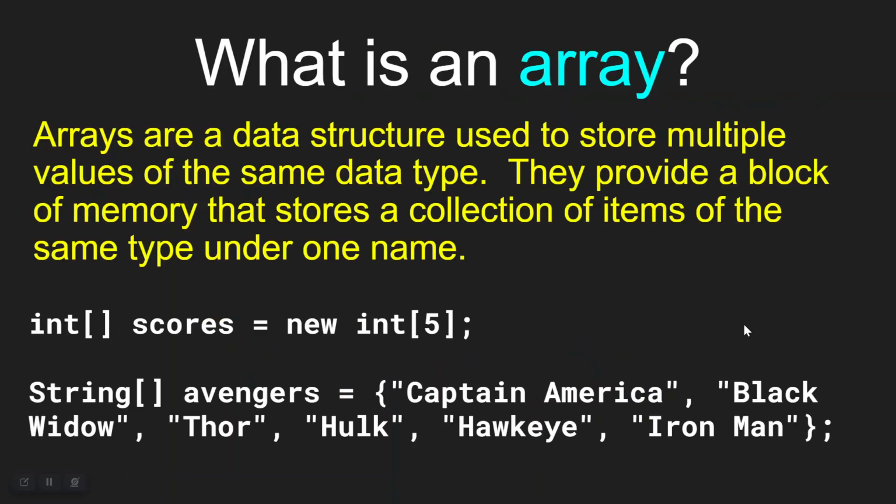So before we start getting into two-dimensional arrays, let's just do a quick review of arrays. We learned about arrays in Unit 6, so it's been a while since we've gotten into all of the syntax and everything with that, and it's useful to just review all of this before we move into 2D arrays. So arrays are a data structure used to store multiple values of the same data type, and they basically provide a block of memory to store a collection of those items as long as they are of the same data type. So we've got our one-dimensional array of integers called scores, and it's got available 5 spaces, and then we've got an array of strings called the Avengers, storing everybody here.